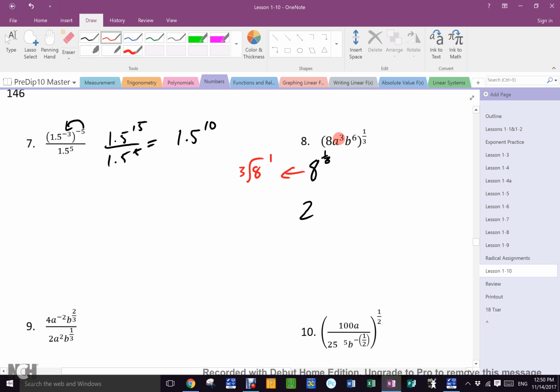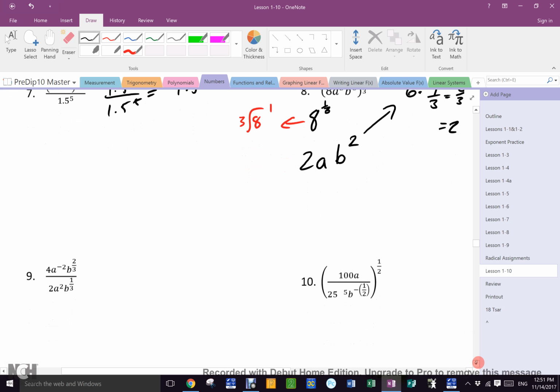2. What happens with A? Multiply. What's 3 times 1/3? 1. A. Because 3 times 1/3 is 3/3, and 3/3 is 1. What's B? B squared. Why? Because 6 times 1/3 is 6/3, which is 2. Everybody good? Okay, what happens in 9?